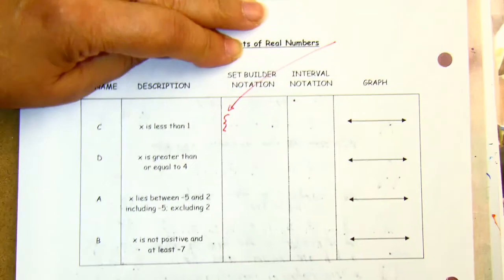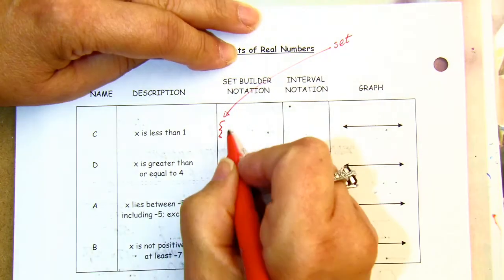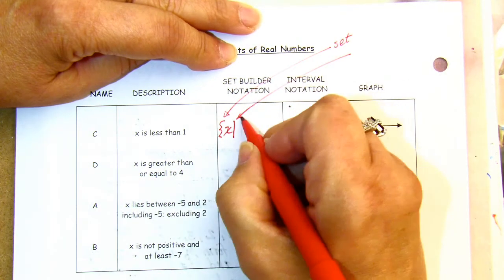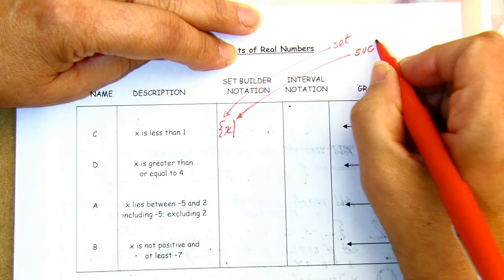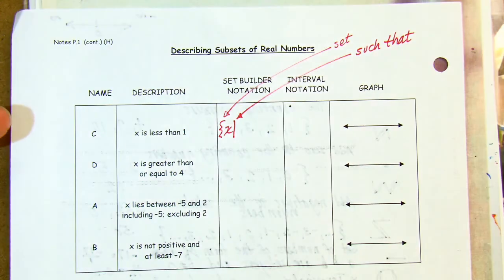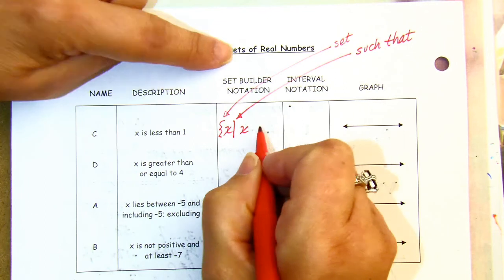So set builder notation, we're going to write, this is set notation right here. And so I'll illustrate up here. This is set notation. So it's a set of all X. This bar means such that. Okay, I'm using X because X is the variable that I'm using. It's a set of all X such that X is exactly what this says, less than 1.